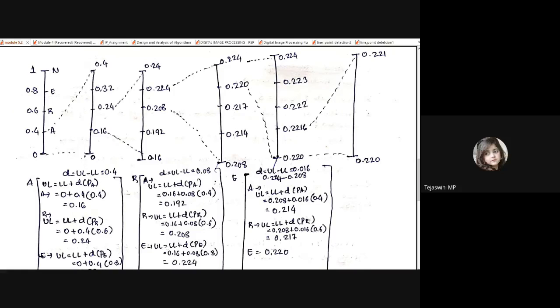Okay, so now we substitute this 0.24. Coding, mathematical coding. Next, R is over. What is the next one? E. So find out the upper limit for this is equals to once again lower limit. Lower limit value is 0 plus D value is 0.4 into what is the probability of E? 0.8. So which is nothing but 0.32. So now we substitute here.